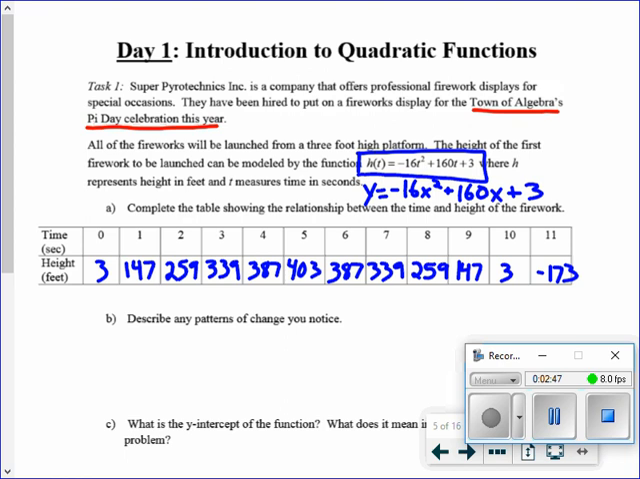But the first thing we have to do is we just have to investigate this a little bit. What patterns do we notice? What are we seeing? Okay, we already talked about that time won't be negative. And then it asks us for the y-intercept and then a few other questions. So I'd like you to pause the video and try B, C, D, and E.